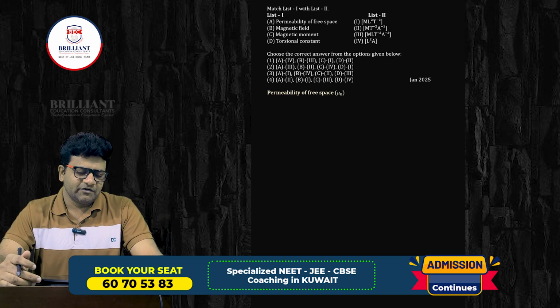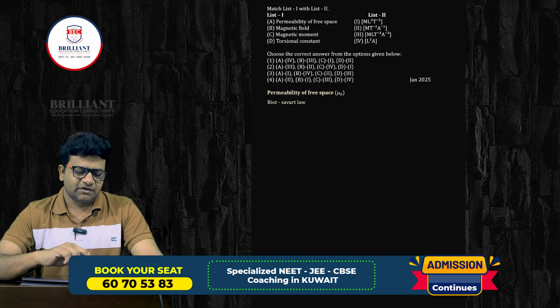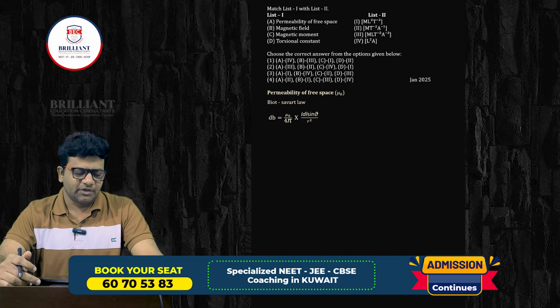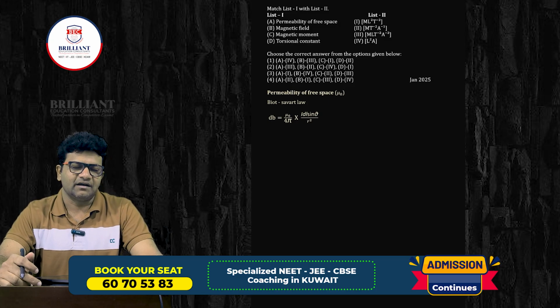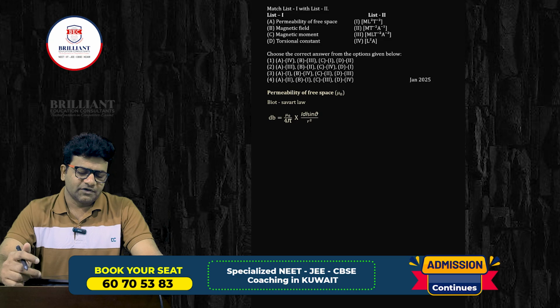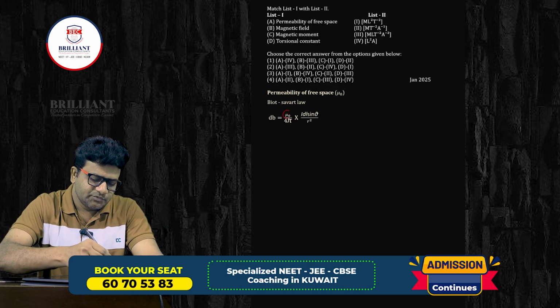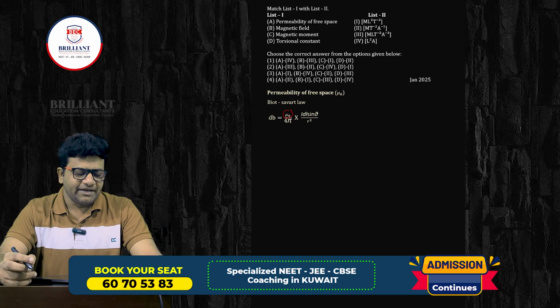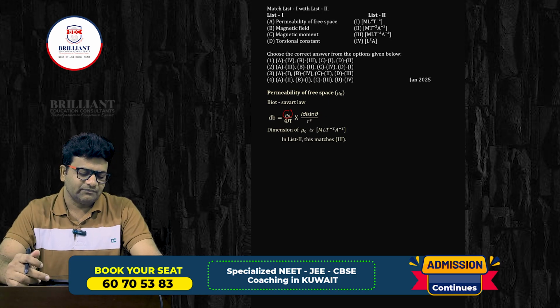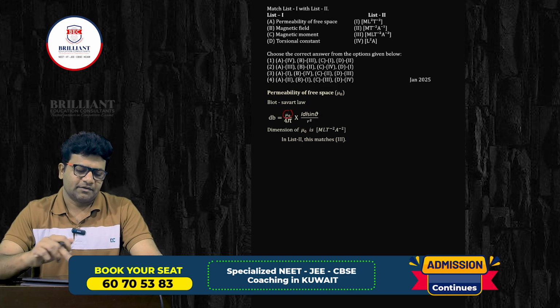So first, permeability of free space. From the Biot-Savart law, we know the equation dB equal to mu 0 by 4 pi I dl sine theta by r square. Here B is the magnetic field, mu 0 permeability of free space, I current, dl length, r is the distance. From this equation you can see mu 0 is there. So we can find out the dimension of mu 0 by substituting all other terms. By substituting we get mu 0 is M L T power minus 2, A power minus 2. This matches with the third one.